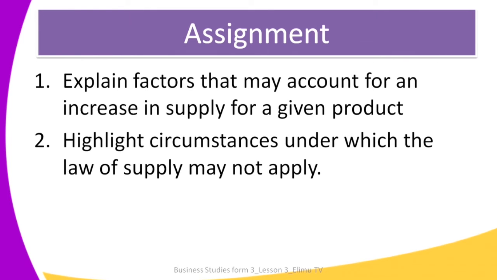Let's now look at the questions for today. That marks the end of our lesson, but before that, look at the following questions and answer them. Explain factors that may account for an increase in supply of a given product. Number 2, highlight circumstances under which the law of supply may not apply. When we say the law of supply may not apply, you see the law of supply states the higher the price, the higher the quantity supplied, and the lower the price, the lower the quantity supplied. So from that, can you give a scenario whereby it goes against that?